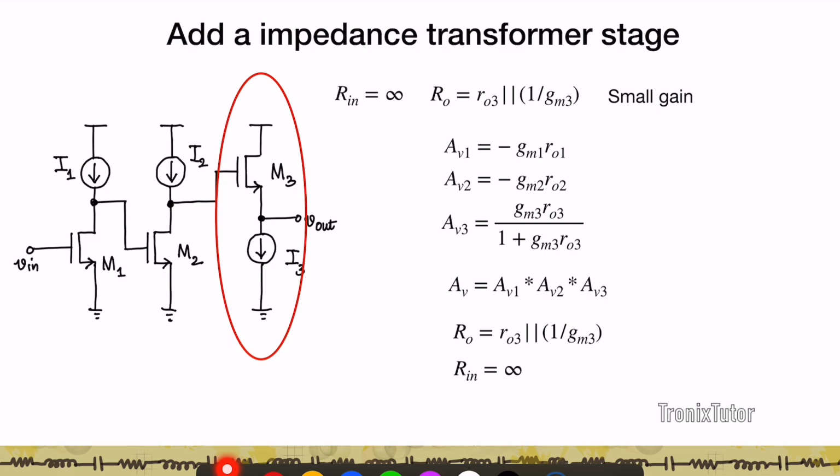And the output resistance, again, because Rn of the stage is infinity, is simply given by RO3 parallel 1 by GM3. The input resistance of this combined stage is given by the input resistance of the first stage, which is infinity.